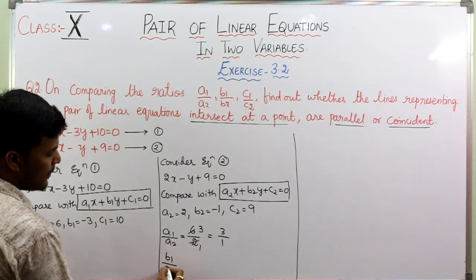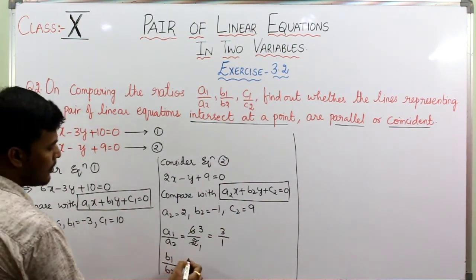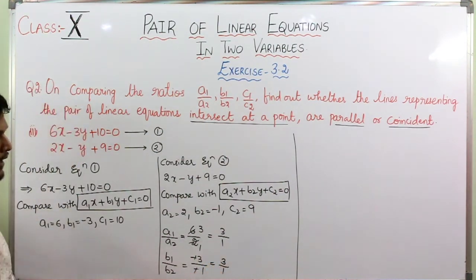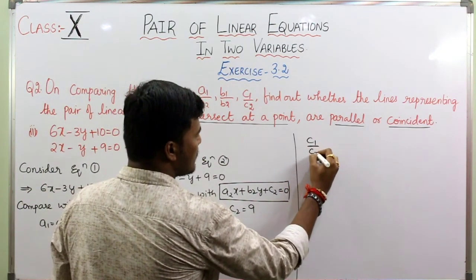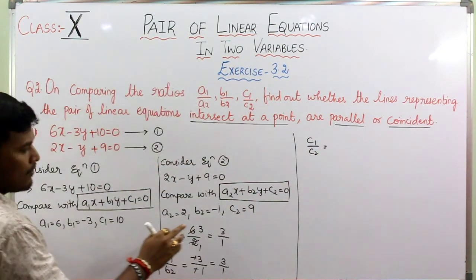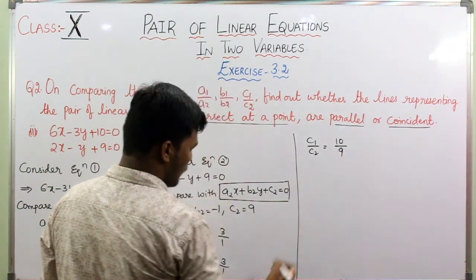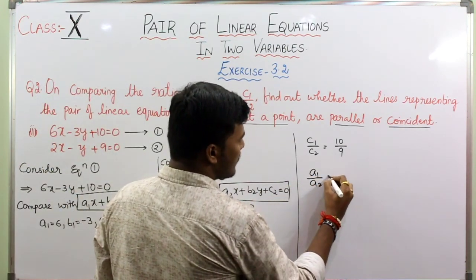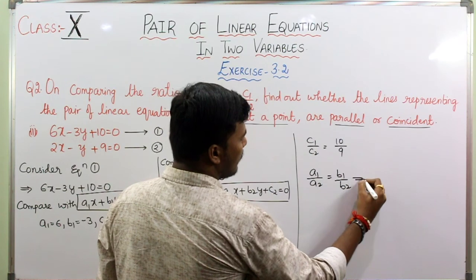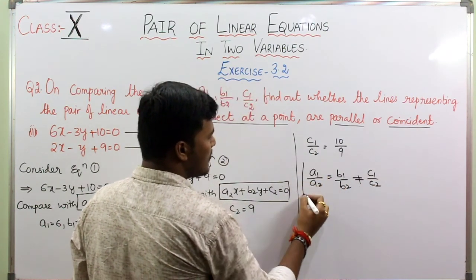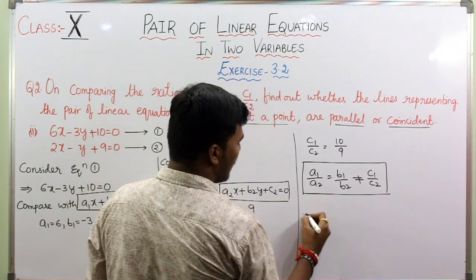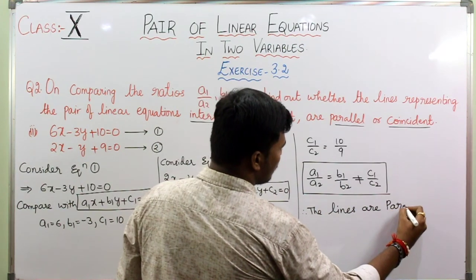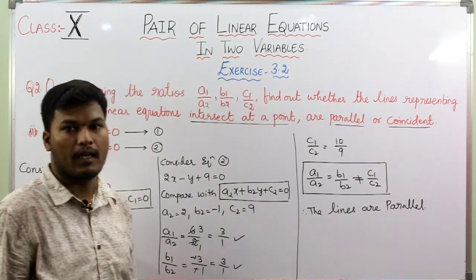The second one is b1 by b2. What is b1 here? Minus 3 by minus 1. Minus minus gets cancelled, so 3 by 1 we have. Next, c1 by c2. c1 is 10, c2 is 9, so 10 by 9. Here you can see that a1 by a2 is equal to b1 by b2 but not equal to c1 by c2. If this condition arises, then these lines are parallel. The lines are parallel.